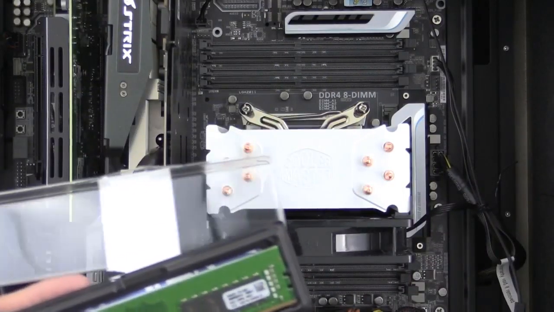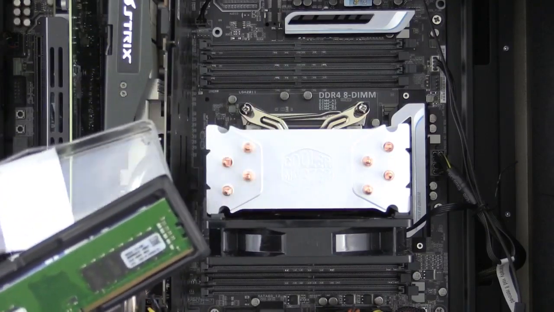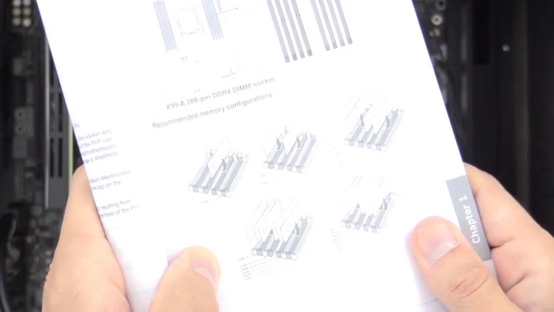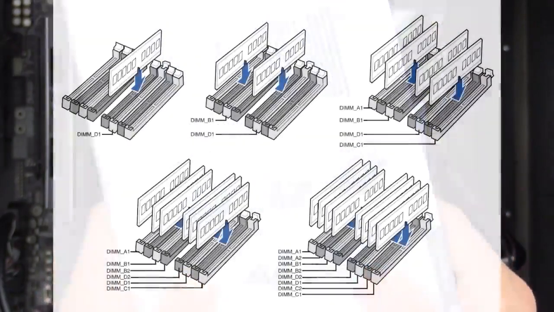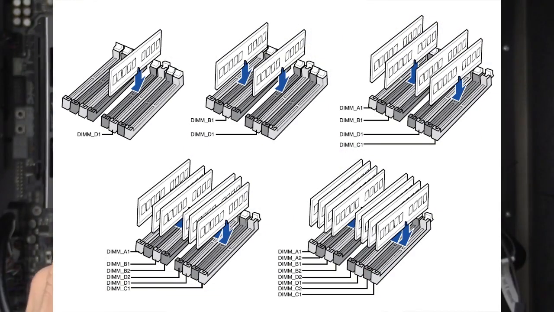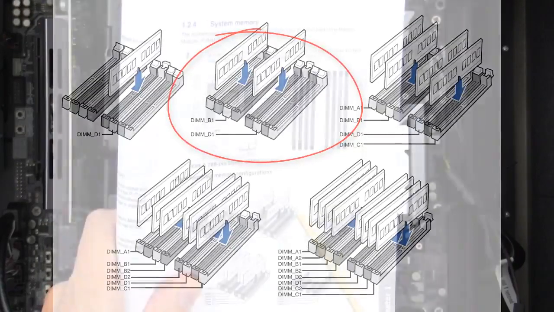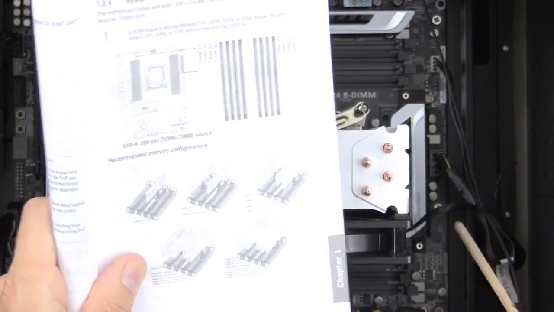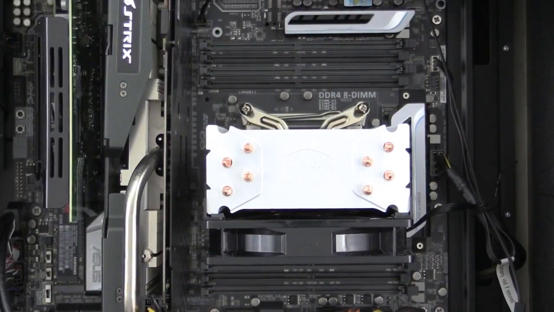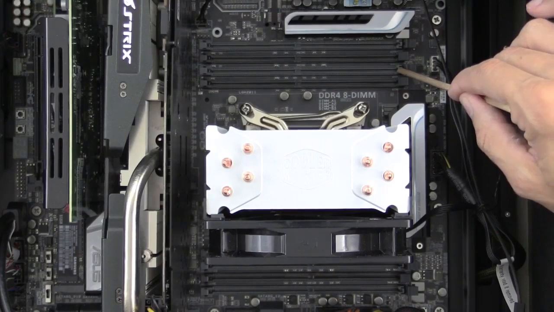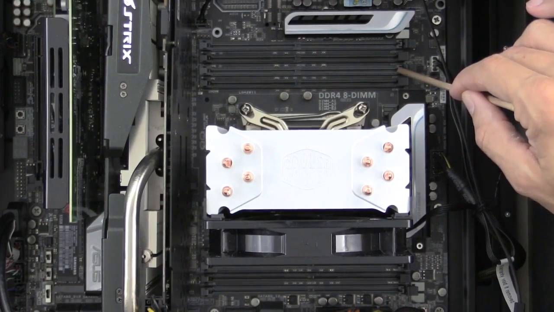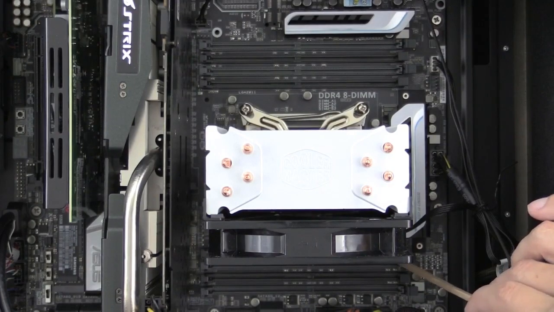And before we do so, I want to make sure that we know exactly where we're installing those. And if we look at our documentation here, we see that we want to use the B1 and D1 slots. Previously, we were using A1, B1, D1, and C1. So what we want are the slots that are open right now that are closer to the CPU. So that's this one here, that is B1, and this one here, which is D1.